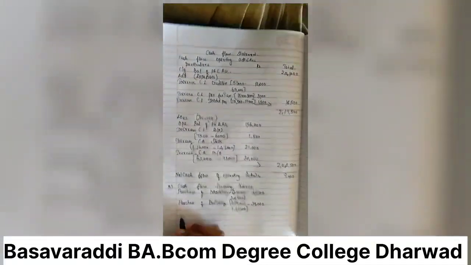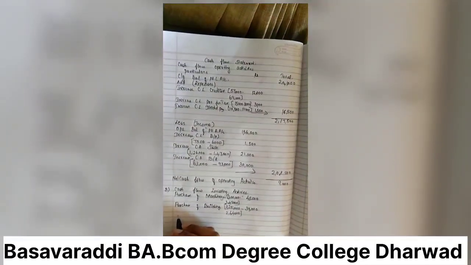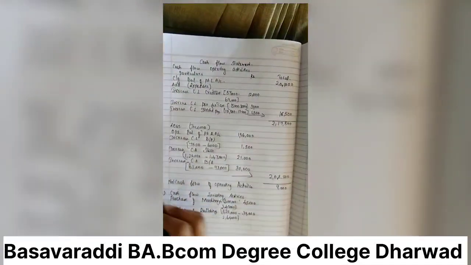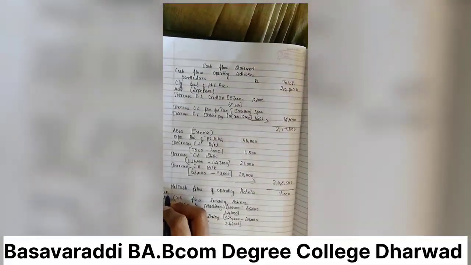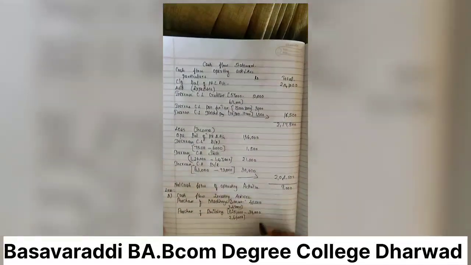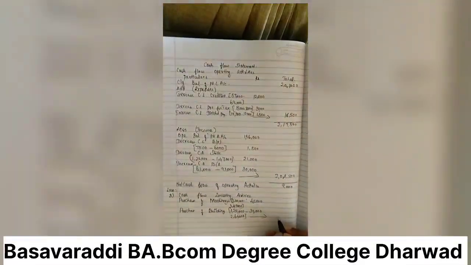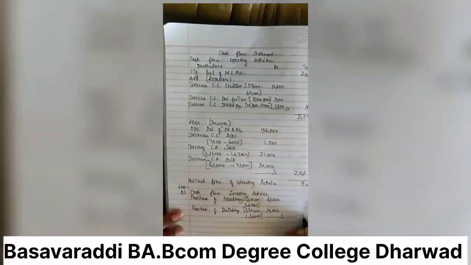So all those investing activities are over. So we have to less. These two you have to add and put it in. Minus 84,000.